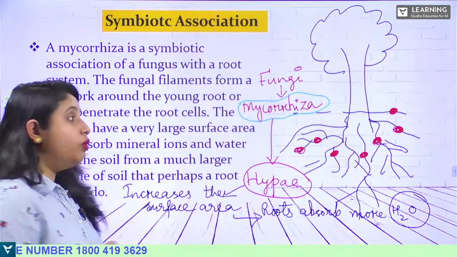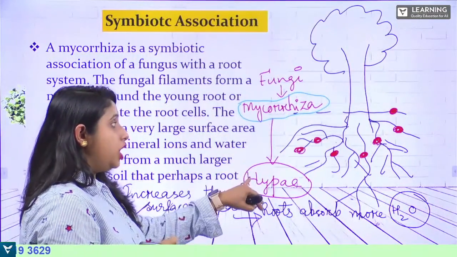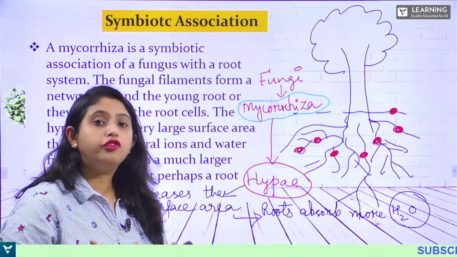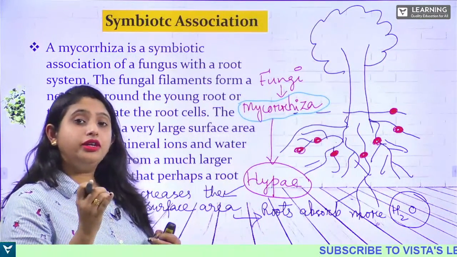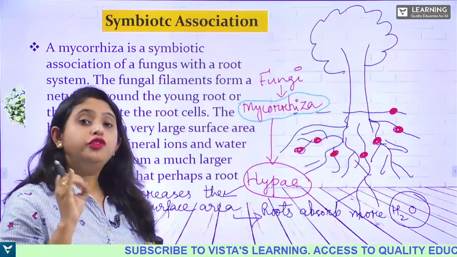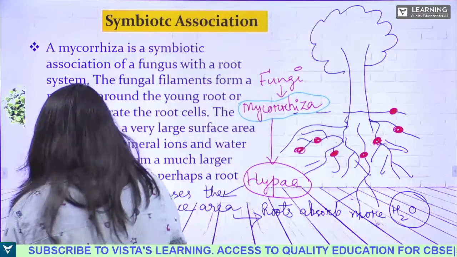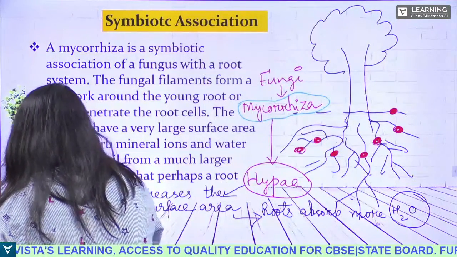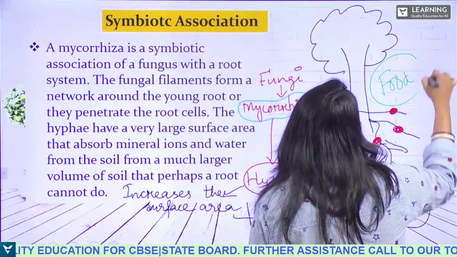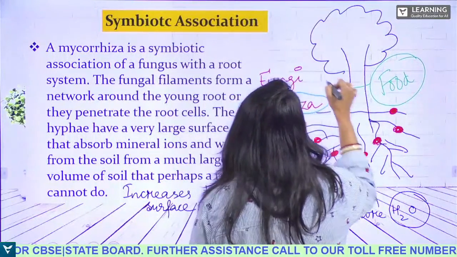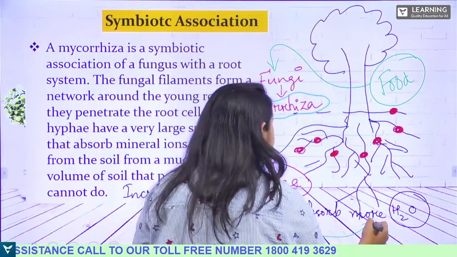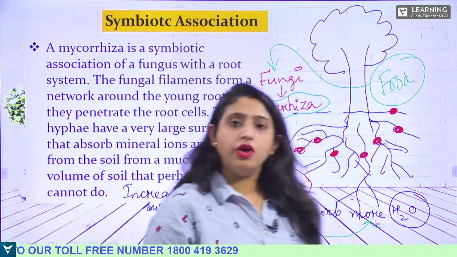Now this fungus is helping the plant to absorb water from the soil, and in return, what does it require from the plant? In return, the fungus requires food from the plant. Clear? This is the symbiotic association which is seen in the case of higher plants.